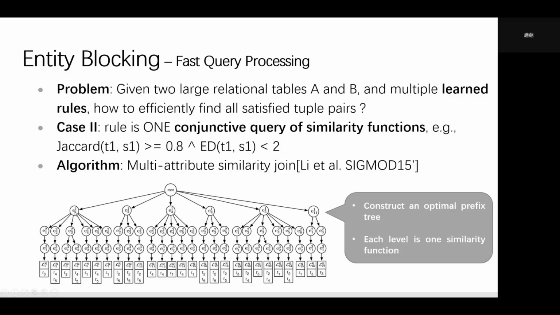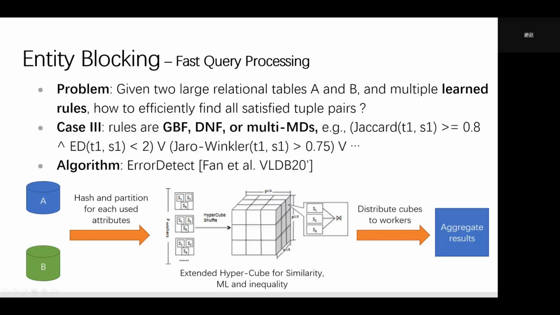Okay, the third case is that the rules are more complex, such as the GBF, DNF, or matching dependencies. Here we can use the error detection methods, which is a VLDB paper. The highlight idea is to extend the hypercube such that if two tuples are matched, they should be placed in at least one cube, and then we distribute these cubes to workers, and each worker independently handles them.